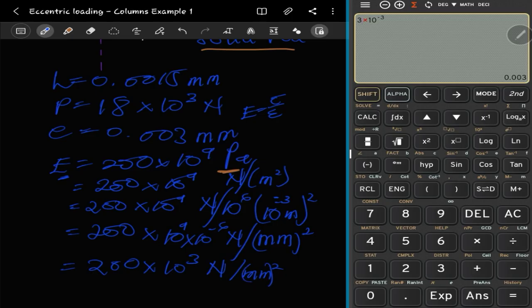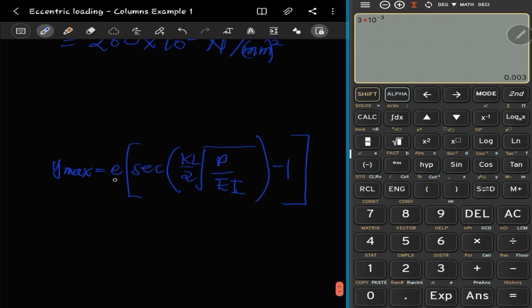So this is what we're having. Now that we have this, we can move on and solve the problem. Let's see what we need. We have the eccentricity already. We know sec is the reciprocal of cos, because our calculator doesn't support sec. Reciprocal, of course, right?